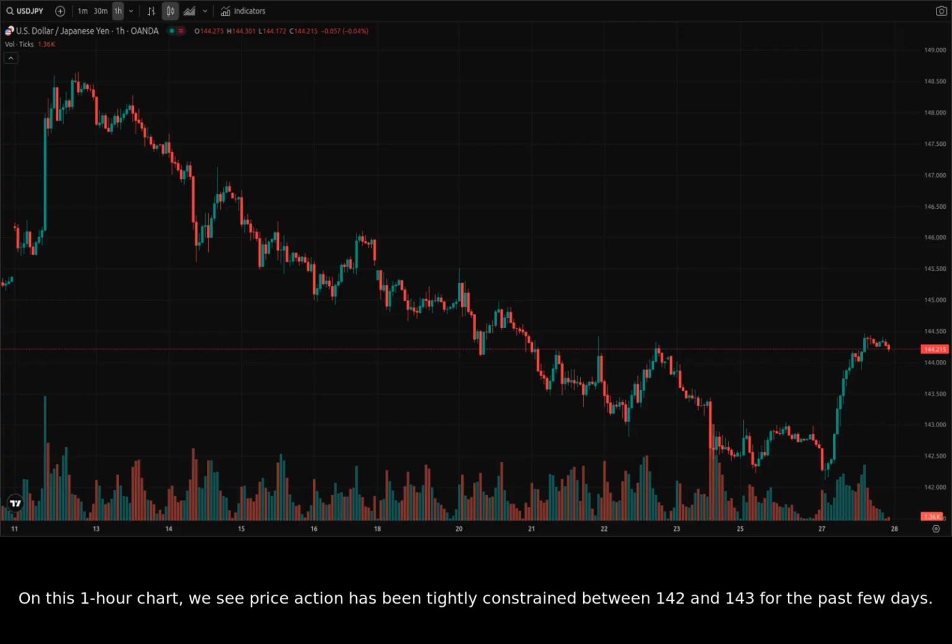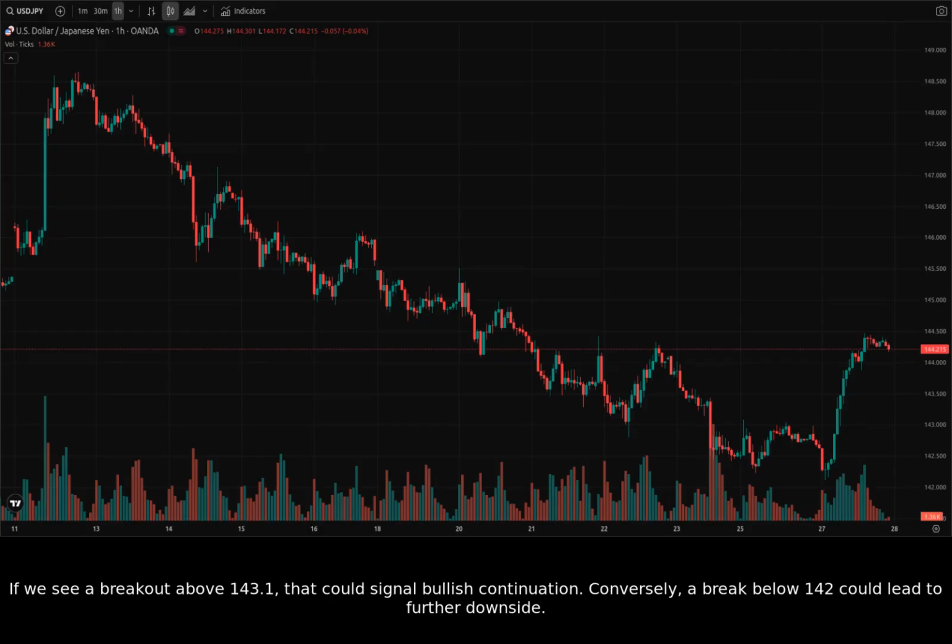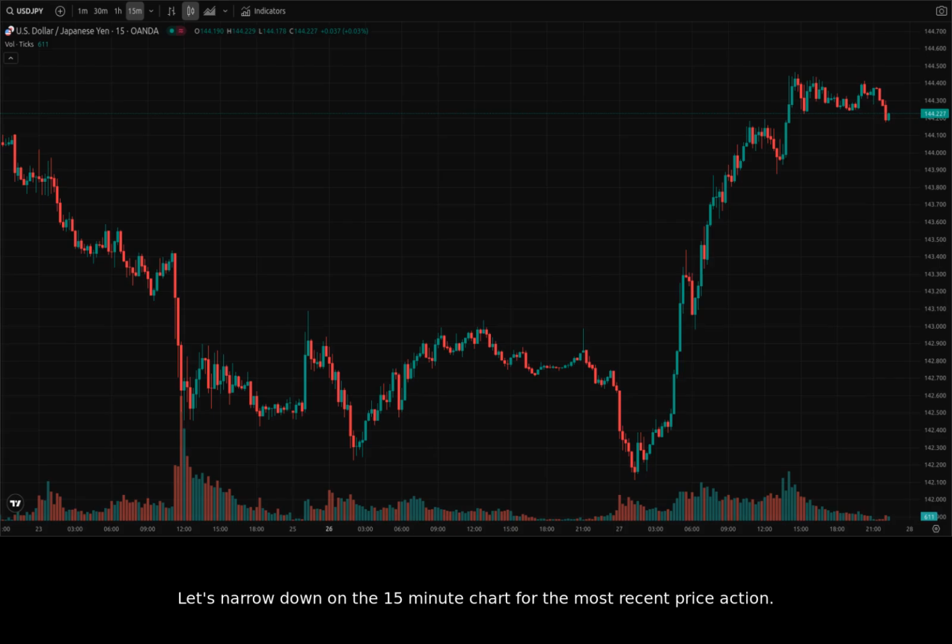On this 1-hour chart, we see price action has been tightly constrained between 142 and 143 for the past few days. If we see a breakout above 143.1, that could signal bullish continuation. Conversely, a break below 142 could lead to further downside. Let's narrow down on the 15-minute chart for the most recent price action.